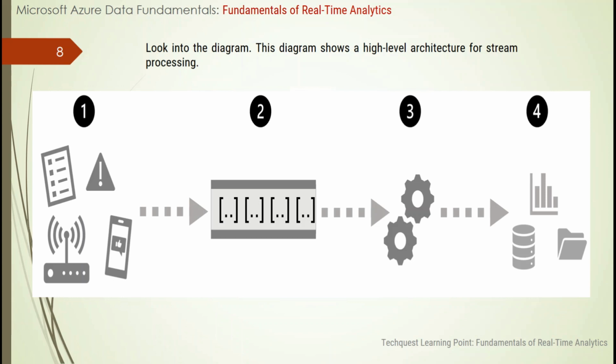4. The results of the stream processing operation are written to an output or sink, which may be a file, a database table, a real-time visual dashboard, or another queue for further processing by a subsequent downstream query.